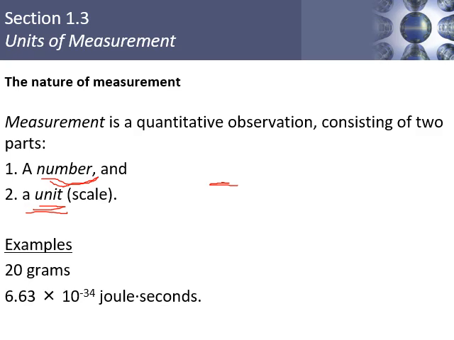So for example, down here at the bottom, we've got 20 grams, where the grams is telling you the unit of mass. And then down here at the very bottom, we've got 6.63 times 10 to the minus 34th joules times seconds. Joules is a measure of work or energy. Seconds is a measure of time. Let's go on to the next slide.